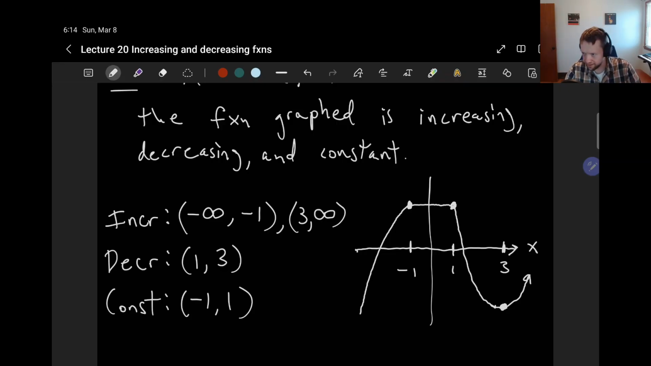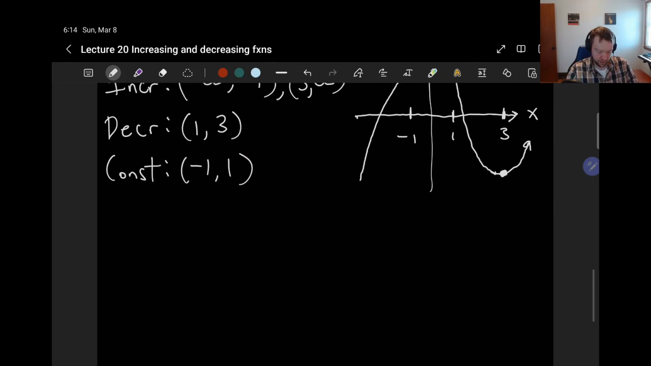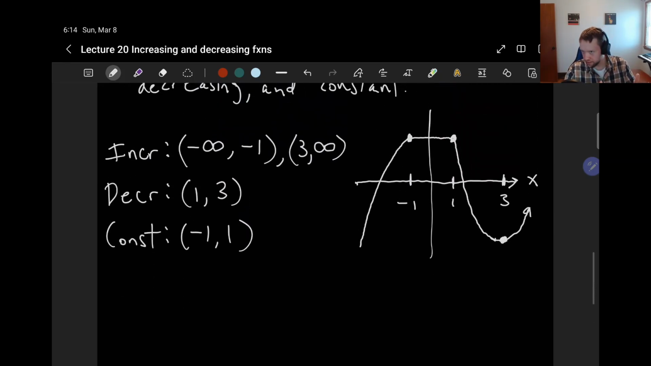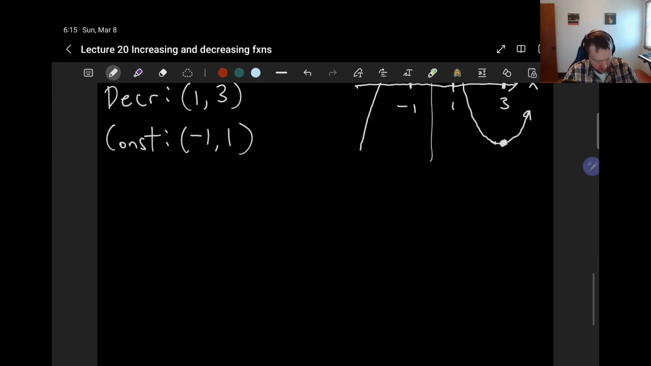Okay, now I mentioned that the derivative was connected to this, and now we're going to see how that works. And that will be a useful technique for when we do not have a nice graph like this plainly handed to us. So derivatives will allow us to figure out increasing and decreasing or constant based on not having a graph.